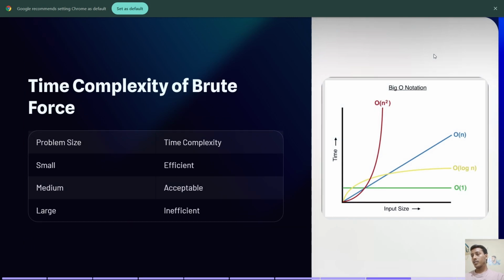Time complexity of brute force. As you can see in the diagram, there is a big O notation and a time versus input size graph given there. As the input size increases, the time also increases. So for problem solving, time complexity is efficient for small problem sizes, acceptable for medium, and inefficient for large ones. The time complexity will be inefficient for the larger ones.